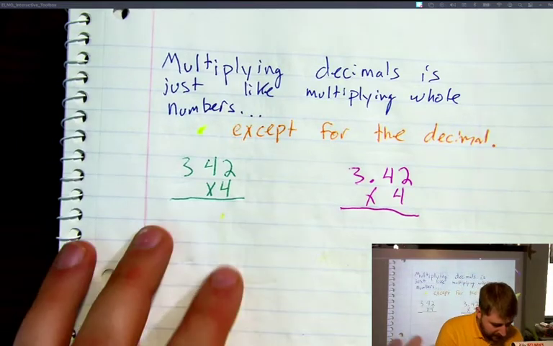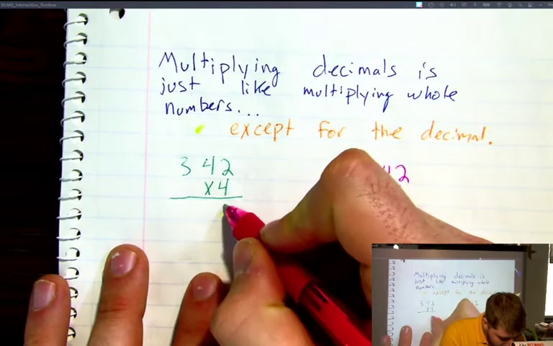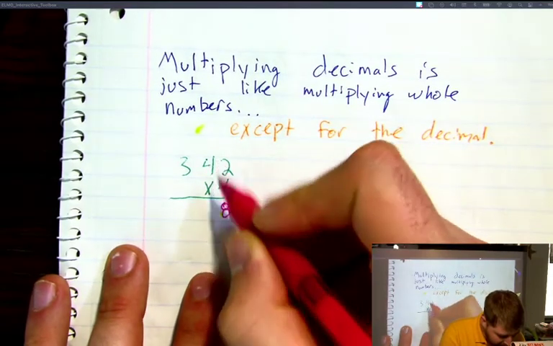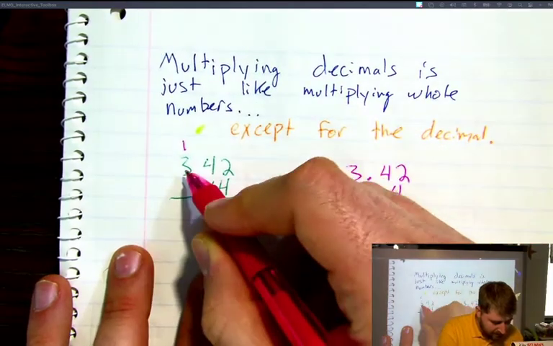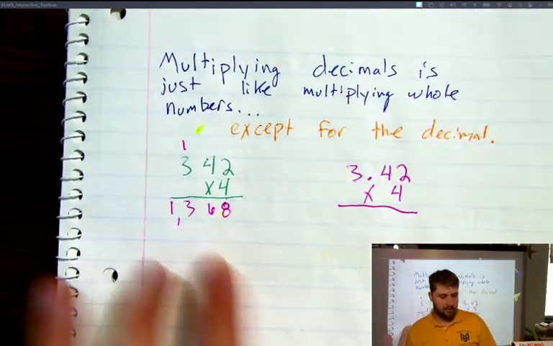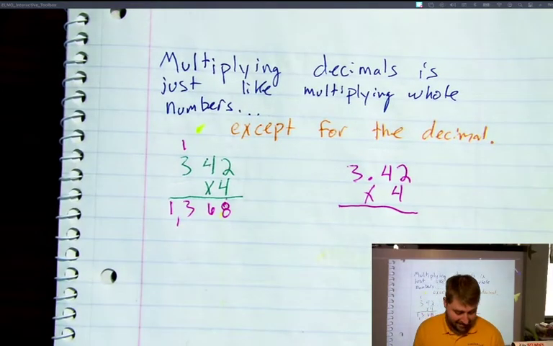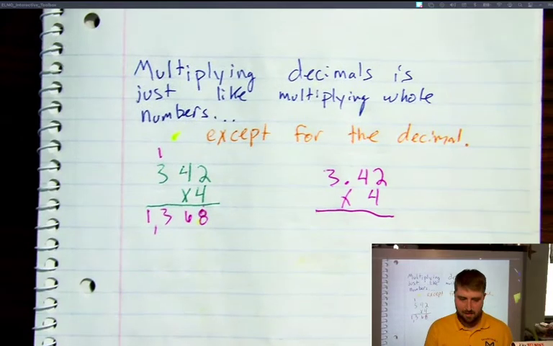Okay, so super quick. Now that you've solved this, 2 times 4 is 8. 4 times 4 is 16. We put our 6 down here, regroup our 1. 4 times 3 is 12, plus 1 more is 13. So we have 1,368. Awesome. Now let's take a look at this problem on the right.